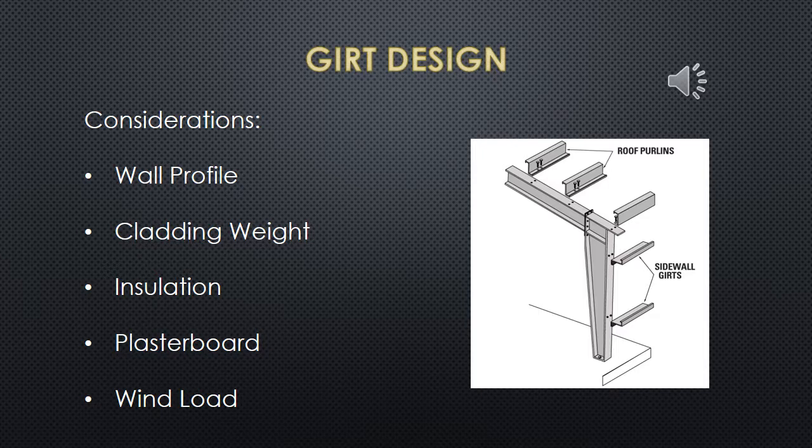We then moved on to girt design. To design the girts, the wall cladding profile was selected first, and we chose trim deck 0.48. We then considered the cladding weight, installation, and the fibrous plasterboard to determine the total dead load, and used the wind load from the previous section to ensure that our girts were designed properly for the shed.